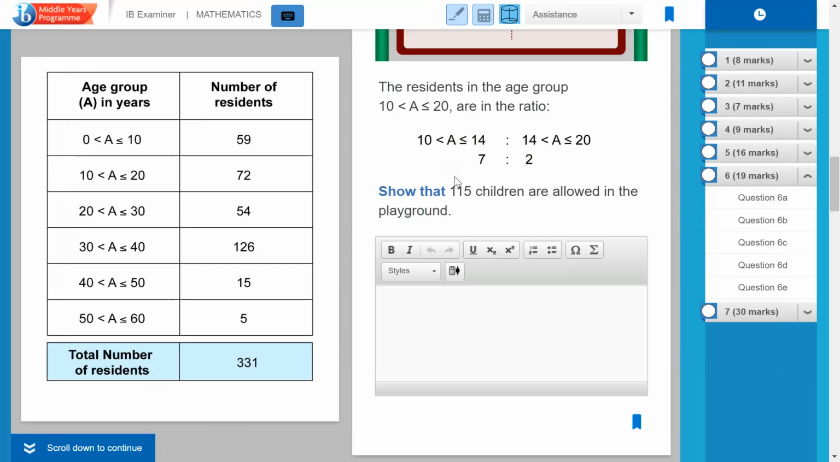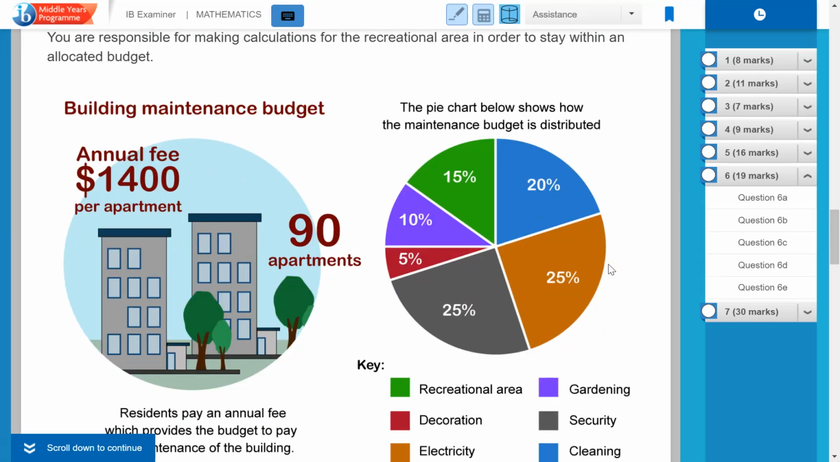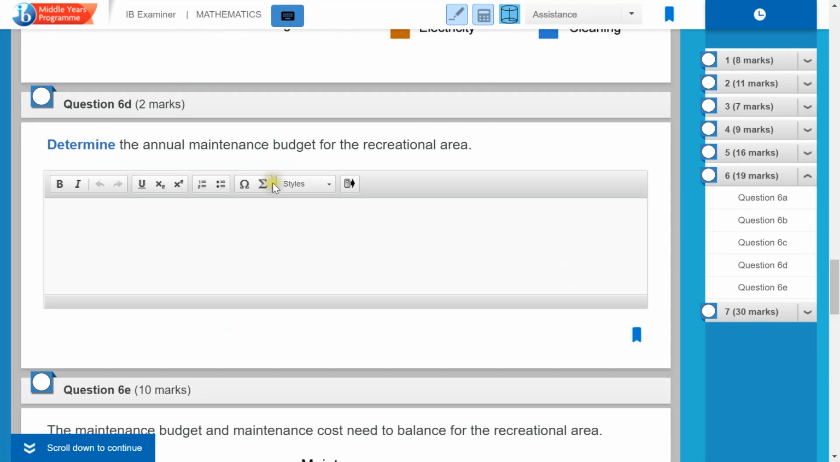Even if you were not able to get this answer, you need to use this 115 number in your next calculations. Okay, that's it. You are responsible for making calculations for the recreational area. You have an annual fee per apartment, and there are 90 apartments, so you can tell what the total is going to be. And from this fee, only 15% is going to be spent for the recreational area. So can you tell the total annual maintenance budget for the recreational area?